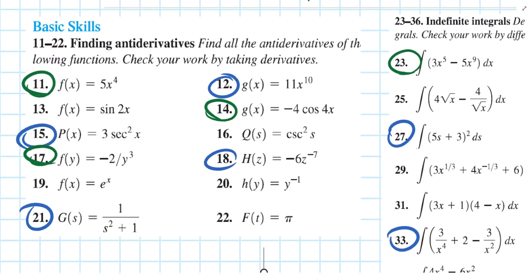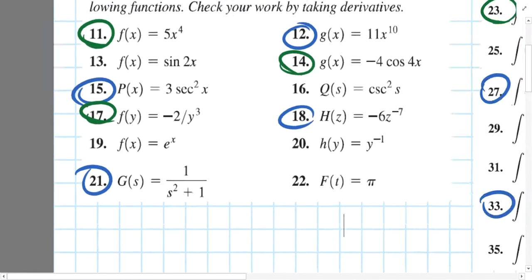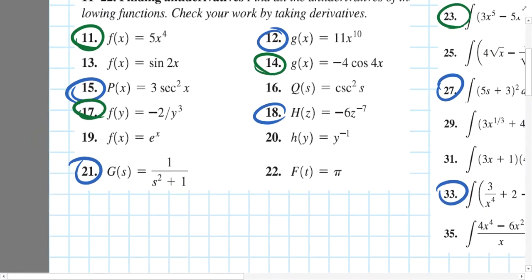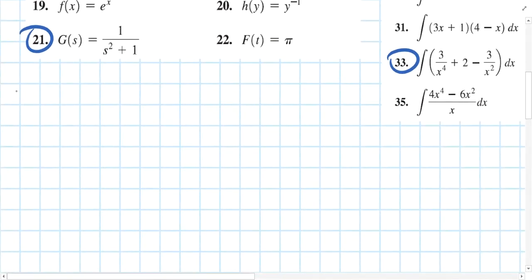Okay, so here we go. The instructions simply say to find all antiderivatives of the following functions. Check your work by taking derivatives. So we need to establish the antiderivative and then also check our work by taking the derivative of our result. So let's start with number 11 here. We've got f of x that equals 5x to the 4th power.